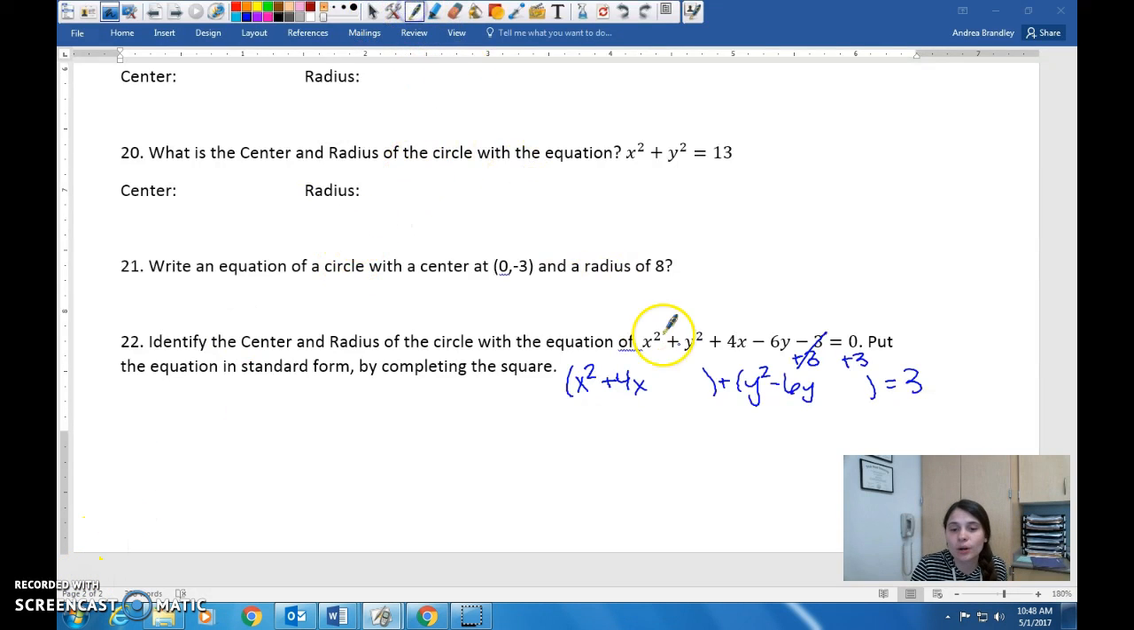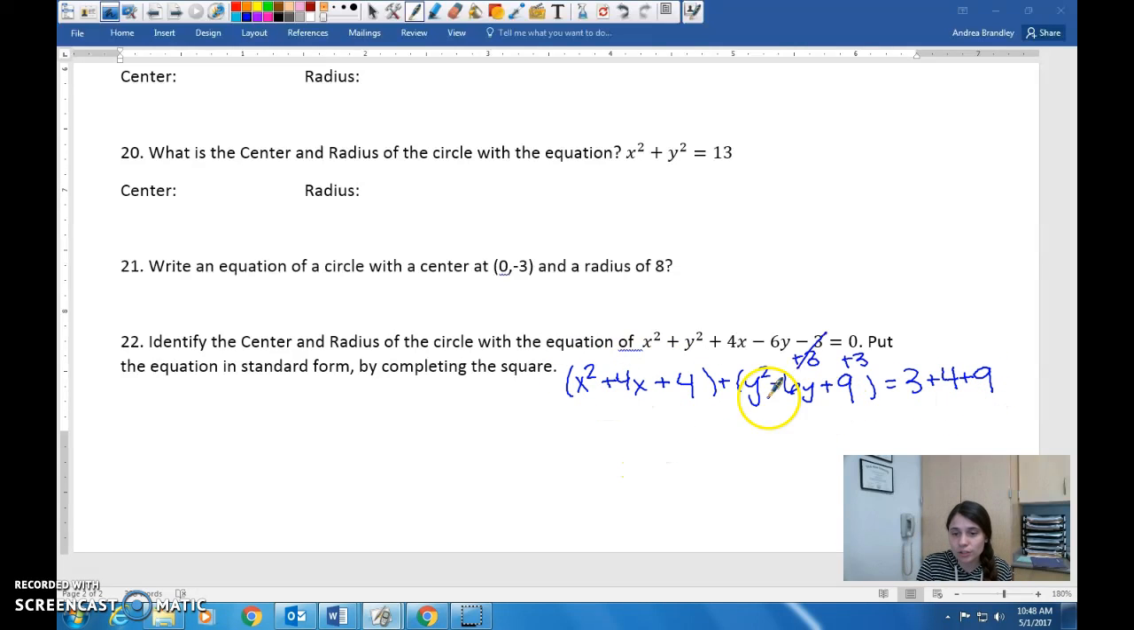From there, I need to go ahead and fill in these blanks. To do that, I take my b term, or my middle term, divide it by 2. So 4 divided by 2 is 2, and then square it. 2 squared is 2 times 2, which is 4. But if I'm going to add 4 to this side, I also have to add 4 to this side. Then I'm going to do that same process over here. So -6 divided by 2 is -3. -3 squared is -3 times -3, which is 9. So I'm going to add 9 to both sides.